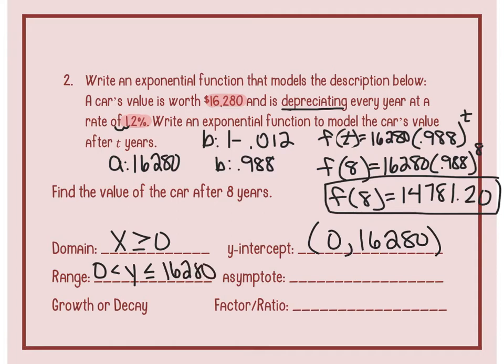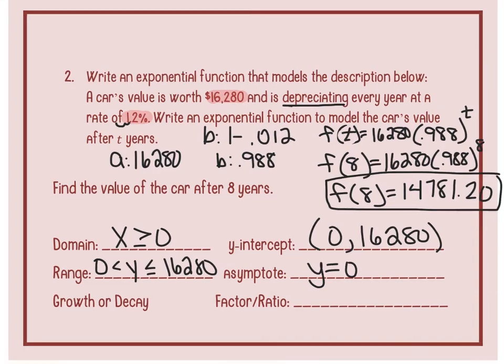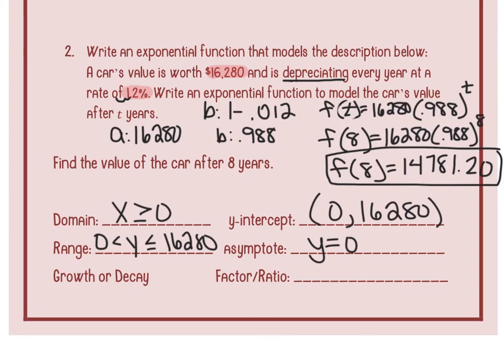Okay. Where is my asymptote? Remember, the graph is going to get close to 0, but never going to get there. Whatever number you plug in for t, 0, 1, 2, 3, 100, whatever number you put in. You can even check the car in 1,000 years. It's never going to get to 0. Is this a growth or decay? It's a decay. What is the factor of decay? It's your B value.